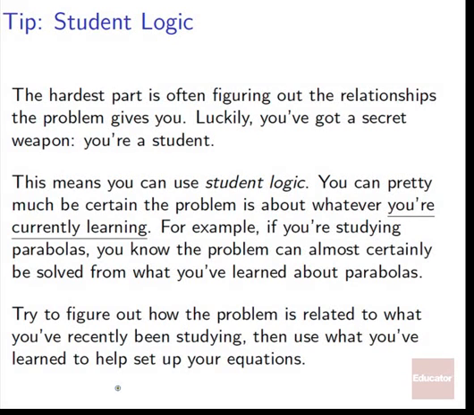You can be pretty much certain that whatever your problem is going to be about, it's going to use what you're currently learning, right? If you are a student, they're not going to have you do something that you haven't learned, and they're probably mainly going to be focusing on the stuff that you've been working on. So whatever you're currently learning is exactly what you'll probably use to set up the relationships.